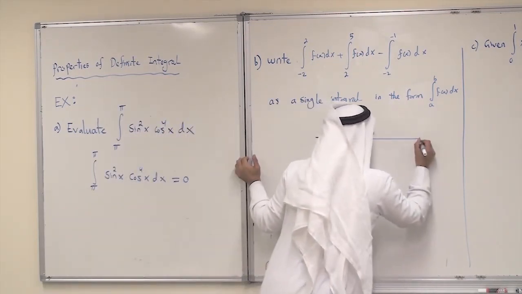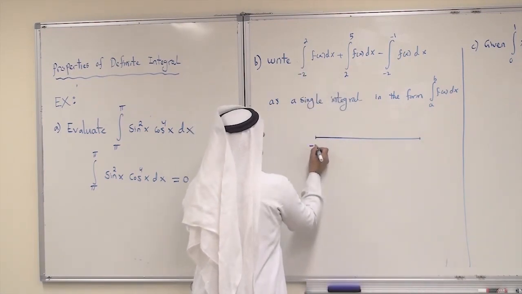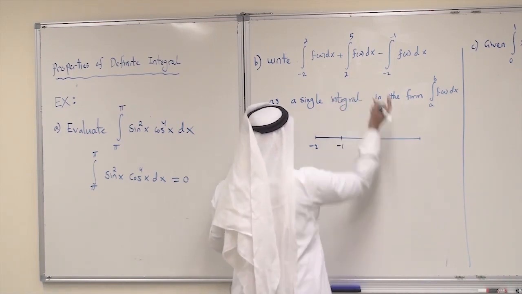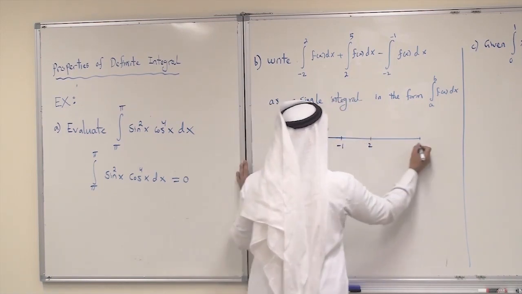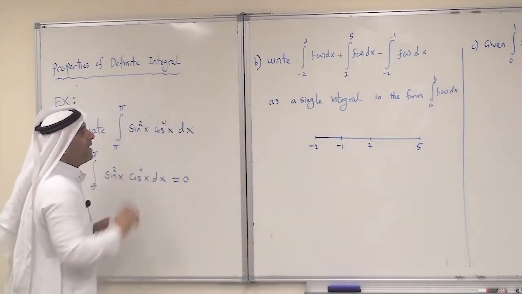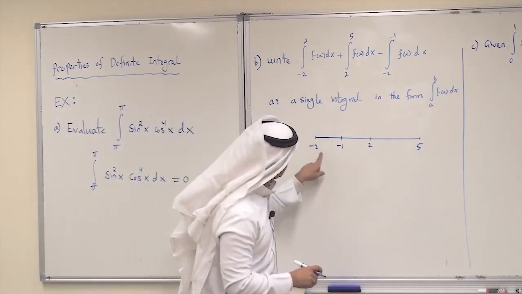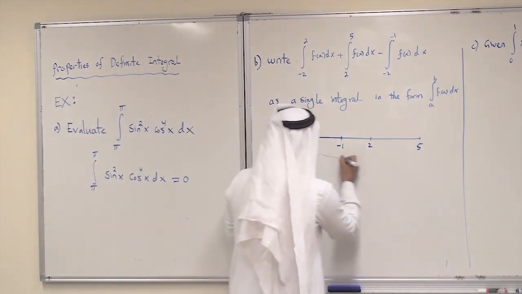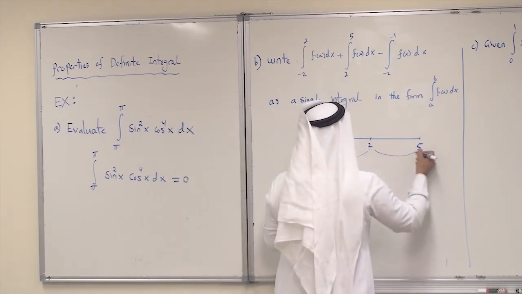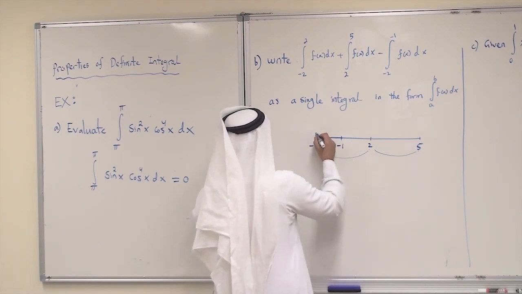Look for the interval given. The minimum point here given is minus 2. Then we have minus 1. And then we have something like 2. Then we have 5. So this is the interval and the key points we have in the integrals. We have from minus 2 to 2, from here to here. This is what we have. This is the first term. Then we have from 2 to 5. And we have from minus 2 to minus 1, something like this.